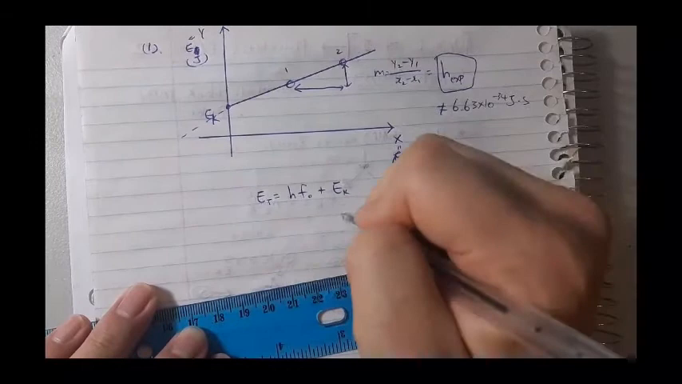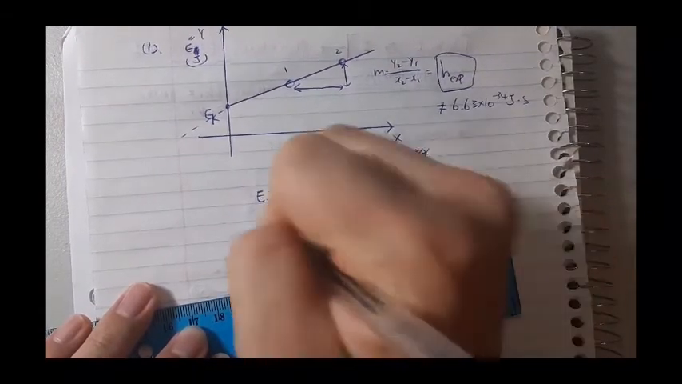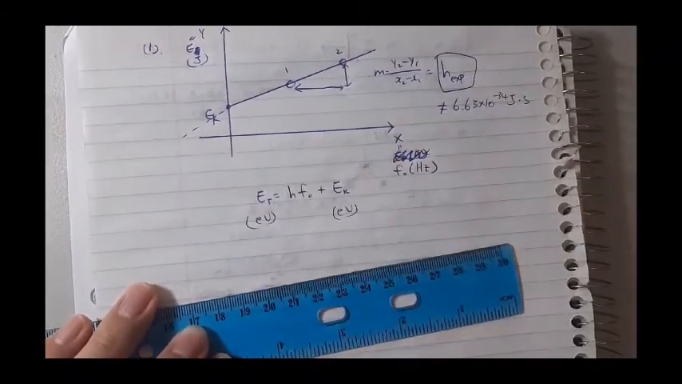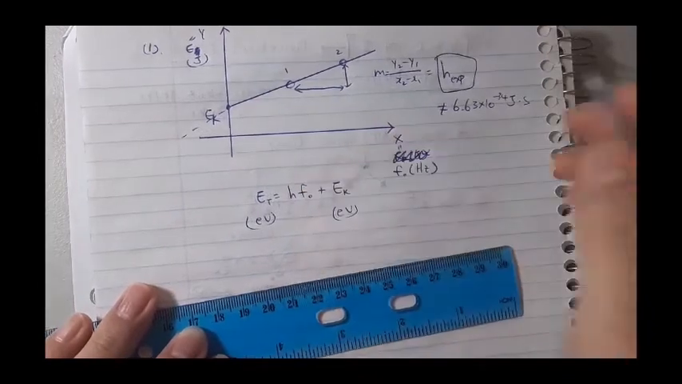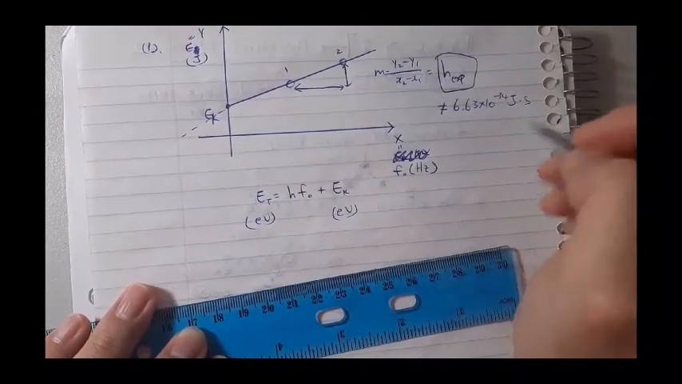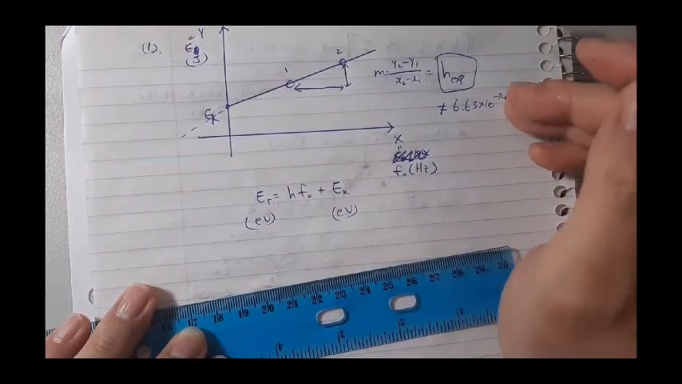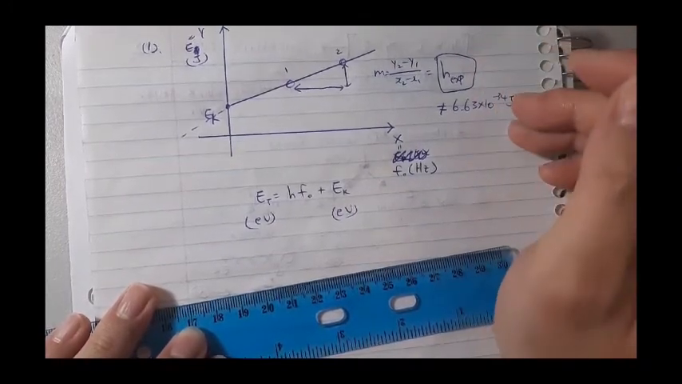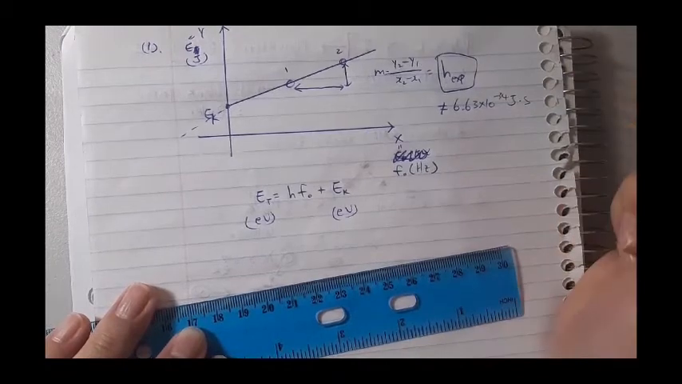Or we can even make this eV and eV. Then we may get h as 4.14 times 10 to the power negative 15 eV seconds, something like that. But it will not be exactly equal to it, it will be an experimental value. So that's one of the approaches.